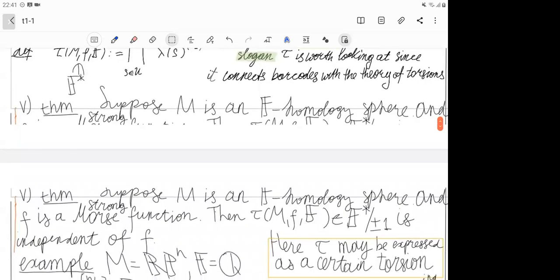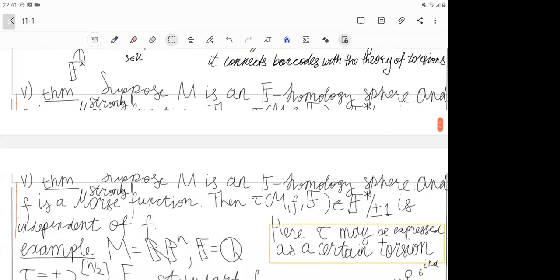Okay, when you see that something doesn't depend on F, the natural wish is to define it without F whatsoever. And this may be done. I'm not going to do it now, but it can be done. So here tau, as you can see, may be expressed as a certain torsion with respect to some basis in homology, whatever that means.